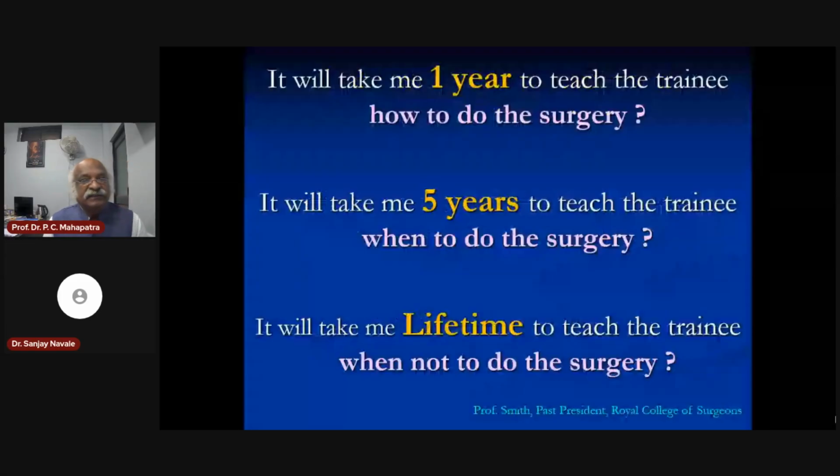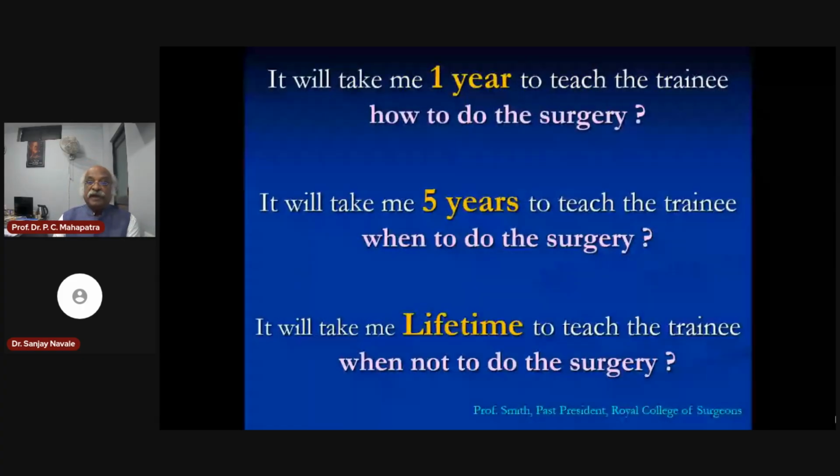As a teacher of surgery, I say it will take me 1 year to teach the trainee how to do surgery. It will take me 5 years to teach the trainee when to do surgery. It will take me a lifetime to teach the trainee when not to do surgery. This is a quotation from Professor Smith, past president of RCOG.